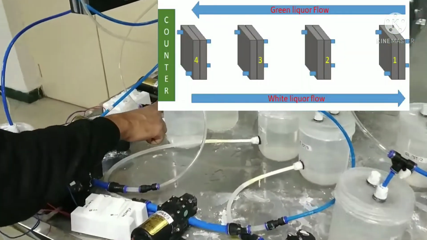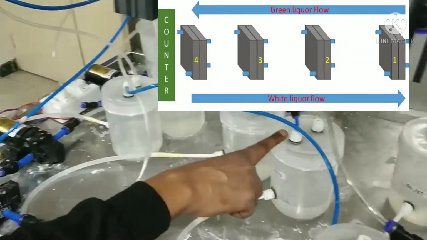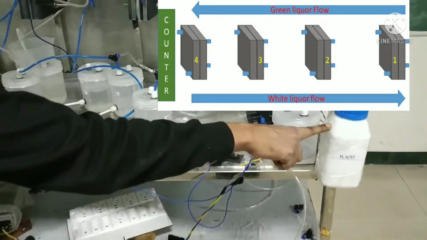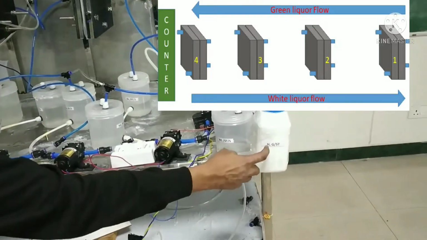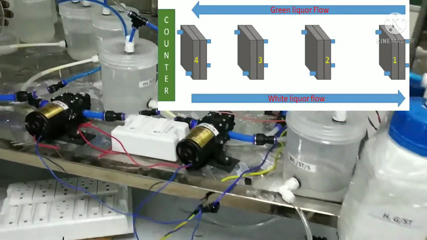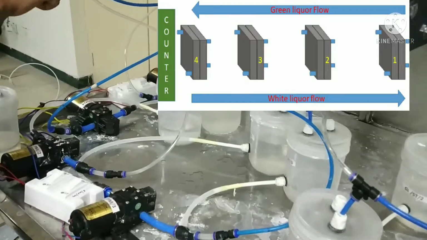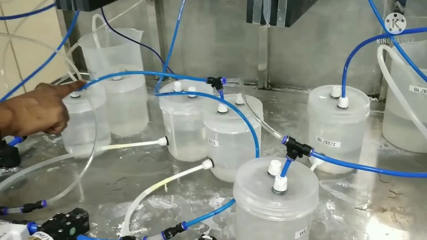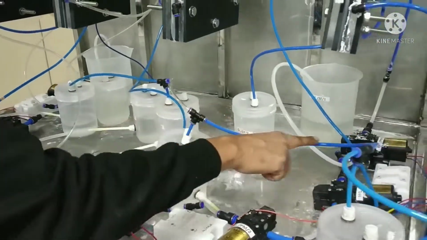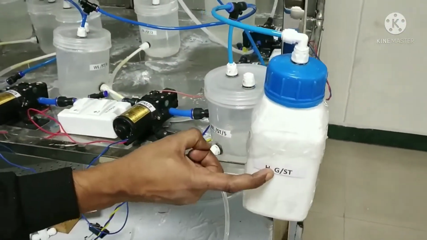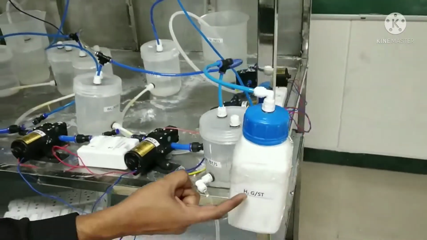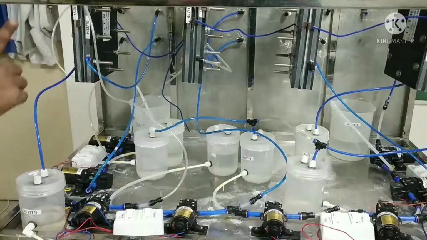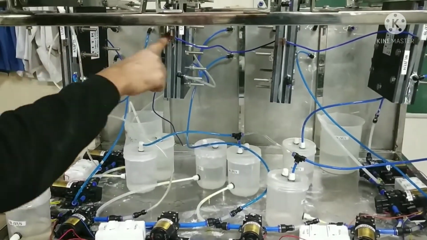This is the first white liquor tank, and this is the second, third and the fourth, and at last we have a hydrogen gas container. All the hydrogen gas produced from each cell is connected through a pipe, and the hydrogen gas will be collected in this hydrogen gas tank. This hydrogen gas can be used for process industry. The power supplies are connected in series connections.